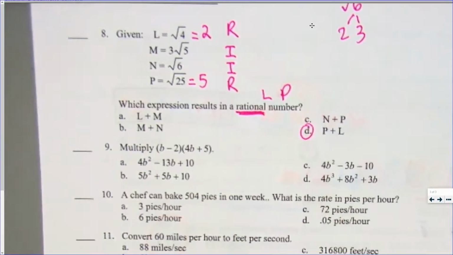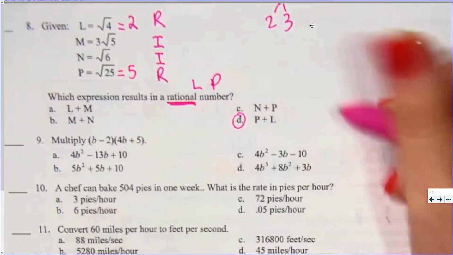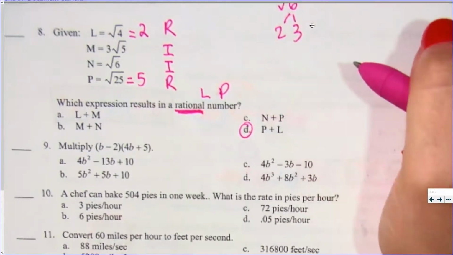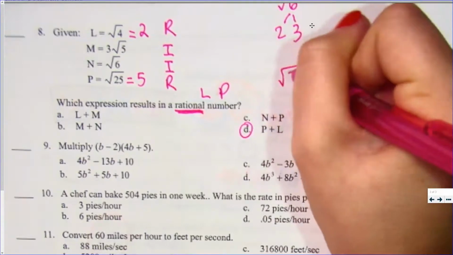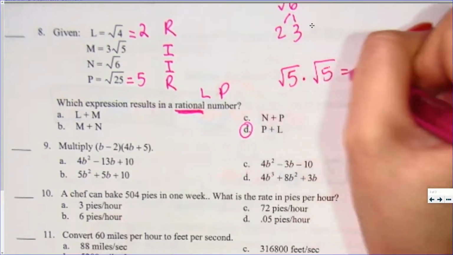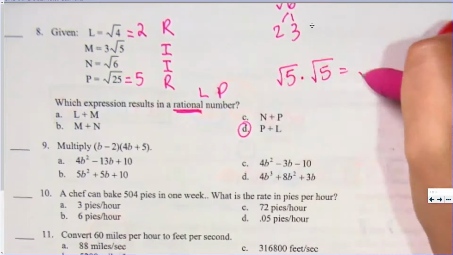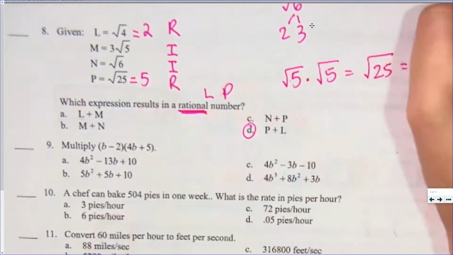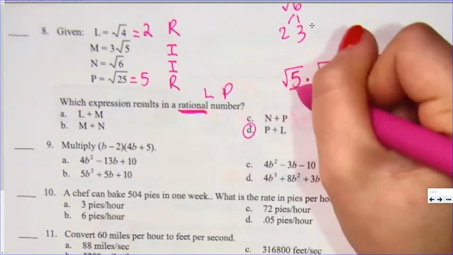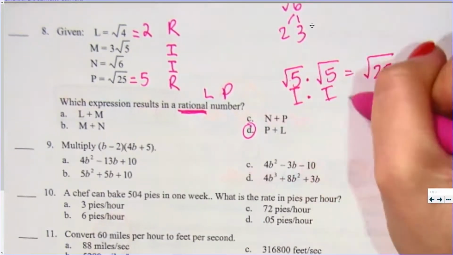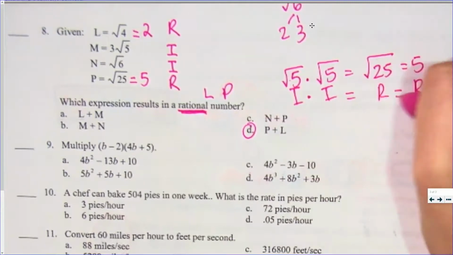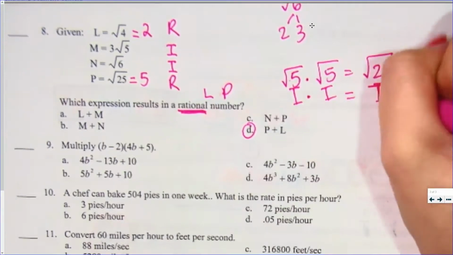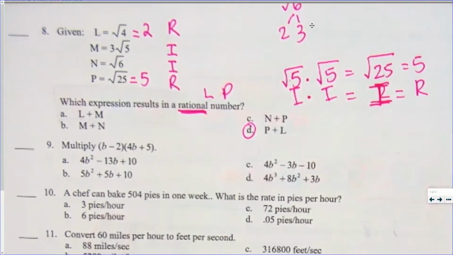Now, one thing that you've got to be careful with here is that you have radicals that multiply. So say, for instance, you had square root 5 times square root 5. If I multiply these two, that's going to be square root of 25. And don't forget, the square root of 25 is a perfect square, which gives me 5, which is rational. So sometimes when you multiply irrational times irrational, you end up getting a rational number when it's simplified.